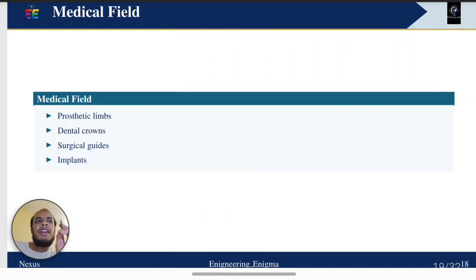So in healthcare, 3D printing has made remarkable progress. Doctors use it to create prosthetic limbs for patients.